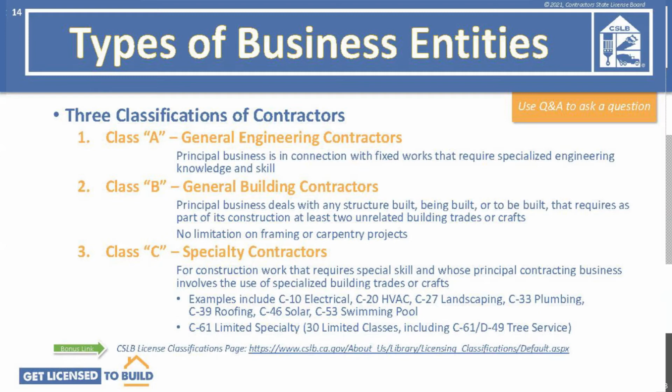There are also 30 limited specialty classes under our C61 classification. These include the C61/D49 tree services. That's a limited class. More than 209,000 contractors hold a C license in California.